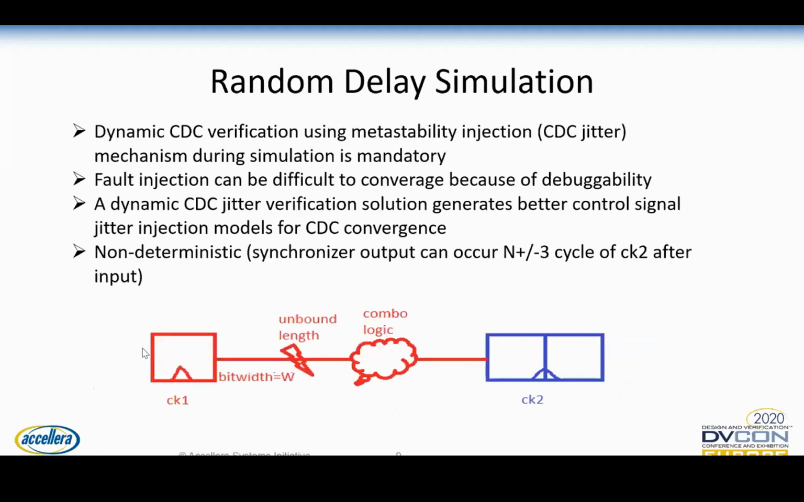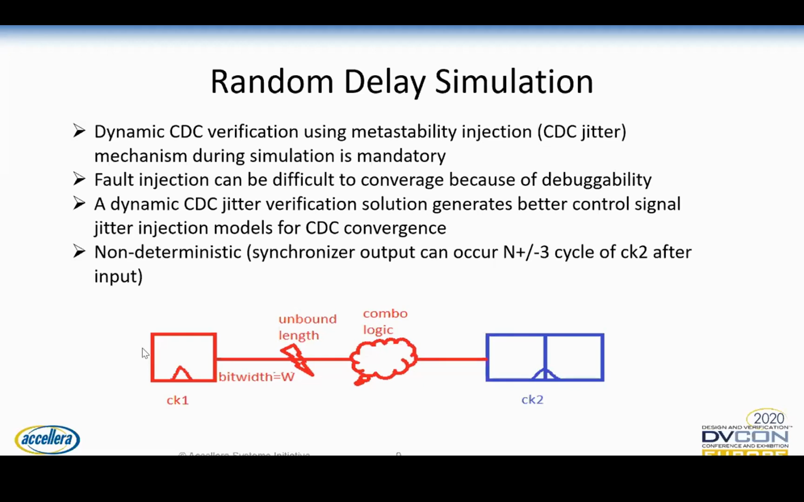So the second part is the random delay simulation. This is the last initiative I talked about. Basically, the dynamic CDC verification has to be done using metastability injection, right? So we call it CDC jitter analysis, and that's basically where the random delay simulation happens, and wherein the fault injection is added. But earlier, even if we used to do the random delay simulation, we did not have any debuggability capability, and also there was no coverage, right? I mean, if a violation comes up, it's fine. Otherwise, there's no way to ensure that all your design is actually taken care of.